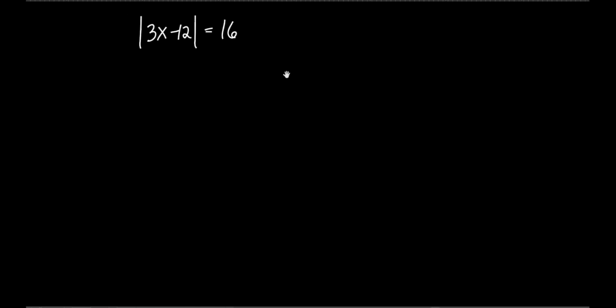So now it's basically the same problem as I did earlier. So let's do that. What do I do? 3x minus 12 equals what? 16. So that stays exactly the same. Now what do I do over here? 3x minus 12 equals negative 16. That's the only thing I do. Okay?